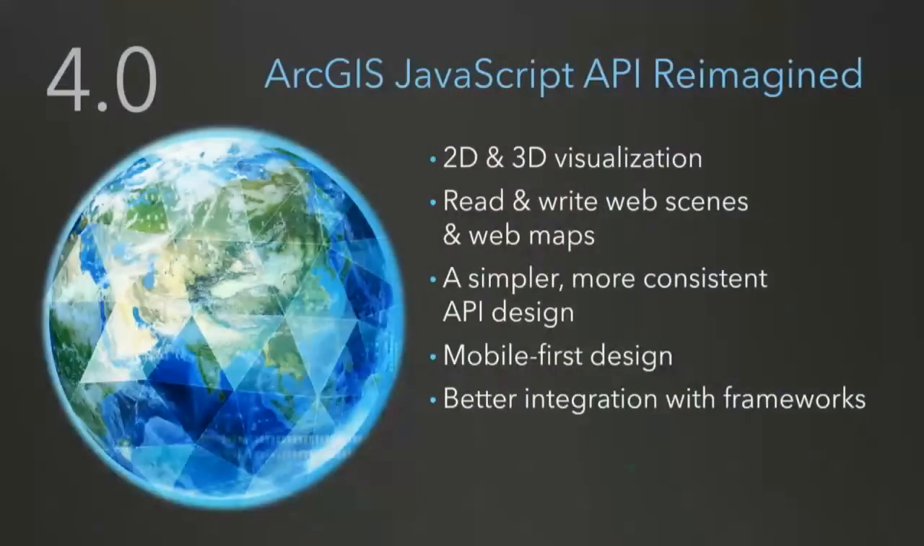Now, this is a really big year if you're a developer, and we're launching the JavaScript 4.0 API. It's been in development for quite some time, and the way that we refer to it is it's the JavaScript API reimagined. We've taken a lot of the ideas that we've learned over the years, thought hard about it, redesigned the API to make it consistent across the entire surface, to make it very consistent if you're a 2D map developer or you're a 3D scene developer.